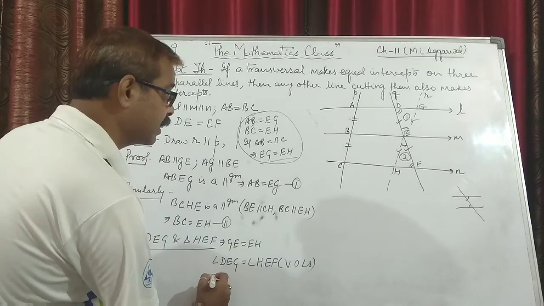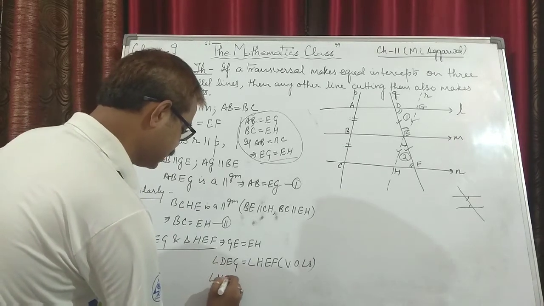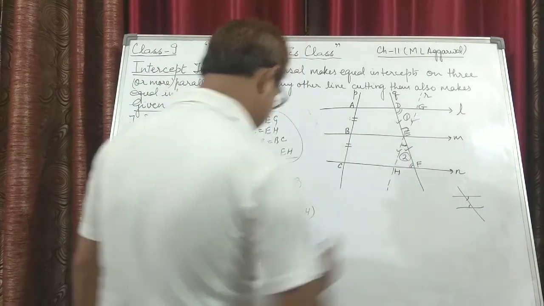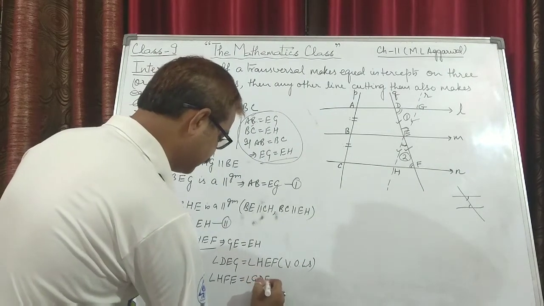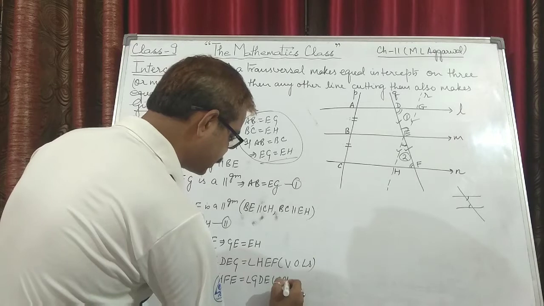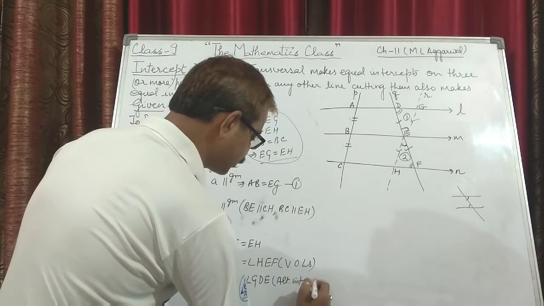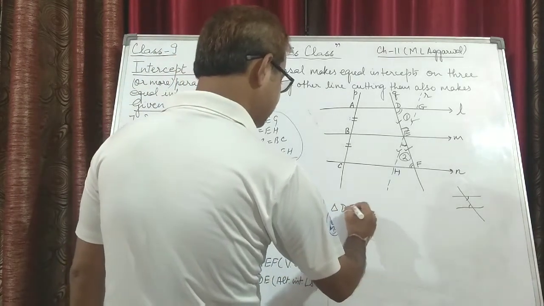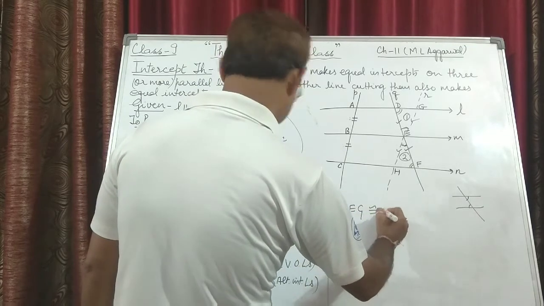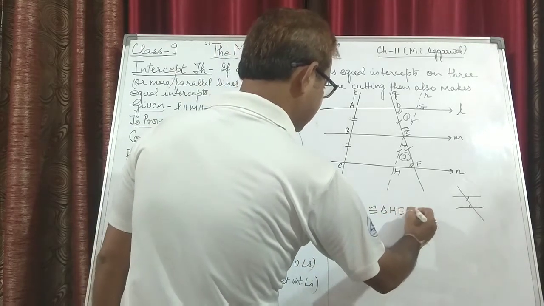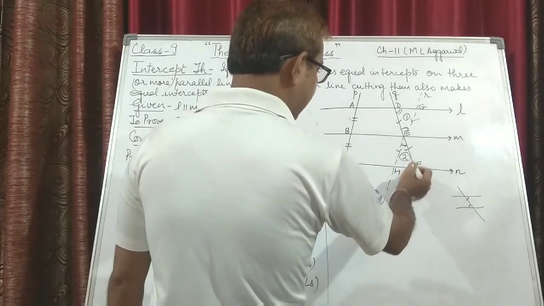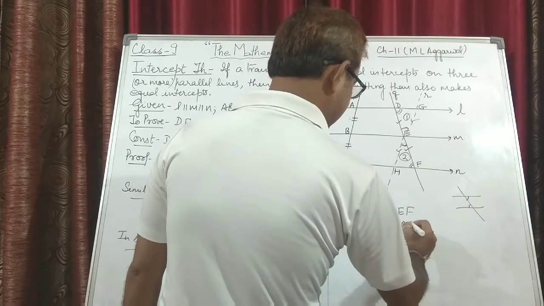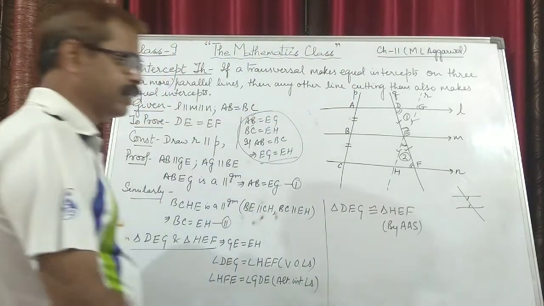So we can say that angle HFE is equal to angle GDE. Why? They are alternate interior angles. So we can say that triangle DEG is congruent to triangle HEF. By what reason? Angle, angle, side, by the AAS rule, or simply you can write AAS.